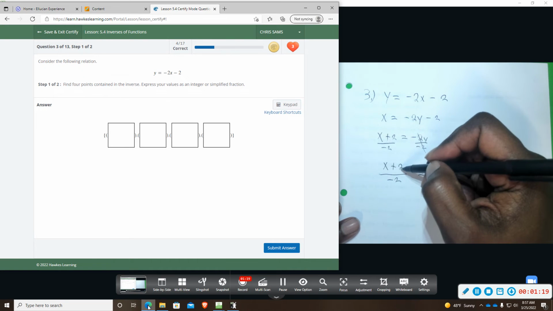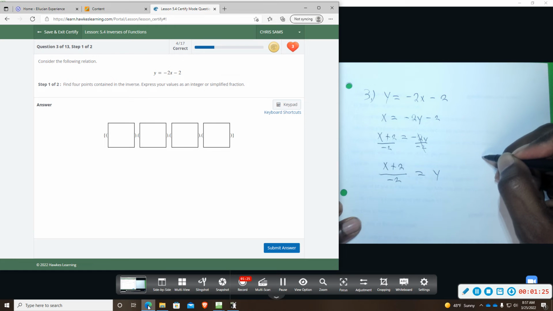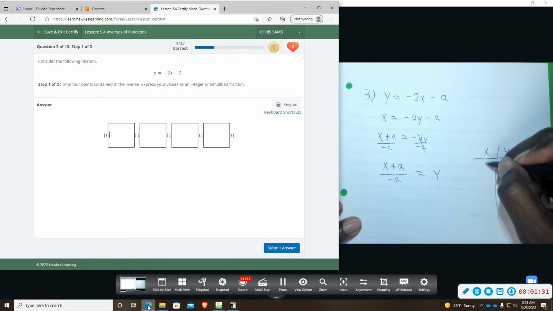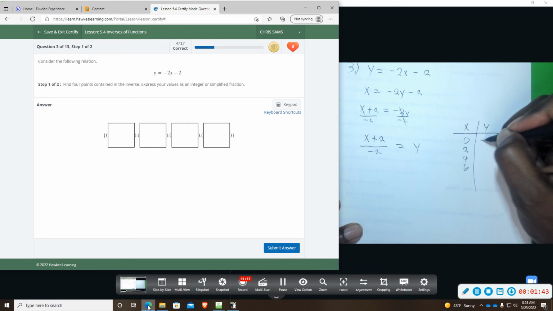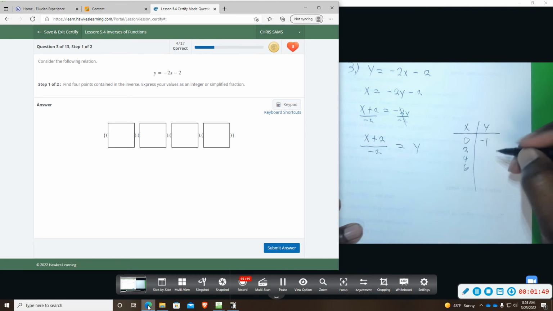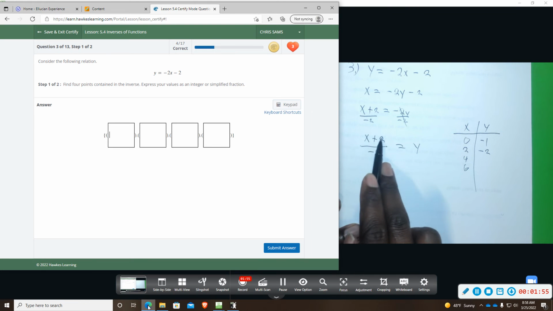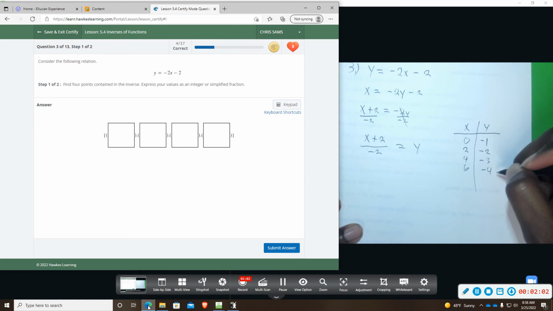I want to pick some nice numbers that are divisible by 2, so I'm going to go with all even numbers. I'm going to let x equal 0, 2, 4, and 6. So if I were to plug a 0 here, 0 plus 2 is 2. 2 divided by negative 2 gives me a negative 1. If I plug in a 2, 2 plus 2 is 4. 4 divided by negative 2 is negative 2. And then a 4. 4 plus 2 is 6. 6 divided by negative 2, negative 3. And so you can kind of see the pattern. This should be a negative 4 if you worked it out.